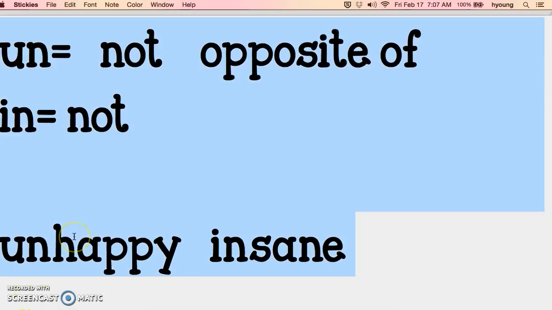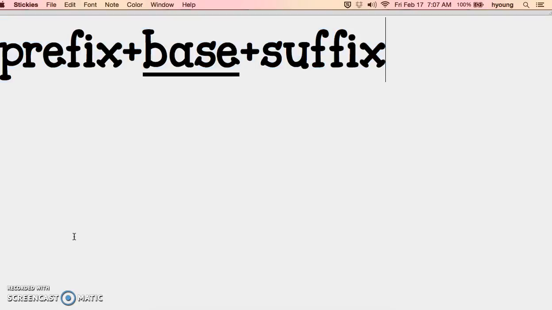But hopefully this was a good reminder of prefixes and how they can change the meaning of a word. So remember, for the purposes of this test and the class that we're studying right now, un and in both mean not. Un can also mean opposite of. Good luck!